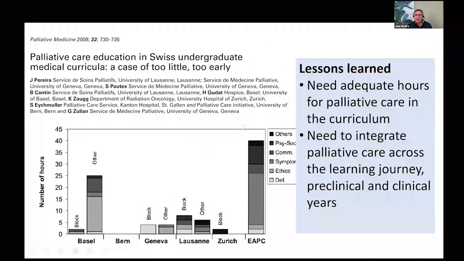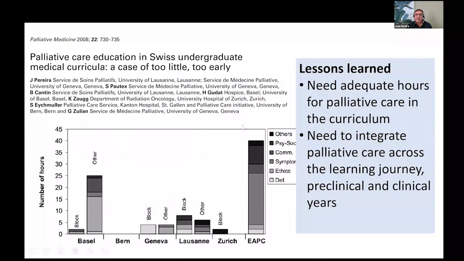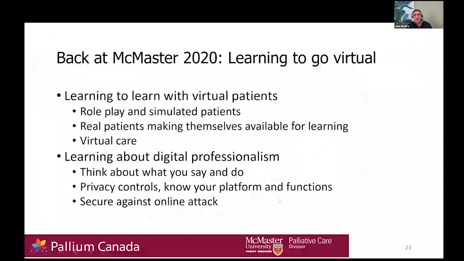This is a project I was involved with in Switzerland in 2008, where we mapped out the curriculum across the 5 medical schools. As you can see in the diagram, we compared it to the standards of the AIIHPC at the time, in 2007, and there was lots missing. One of the big concerns was there was lots of learning early, but very little in the clinical years. So be aware of that.